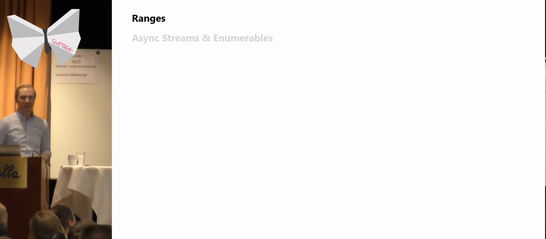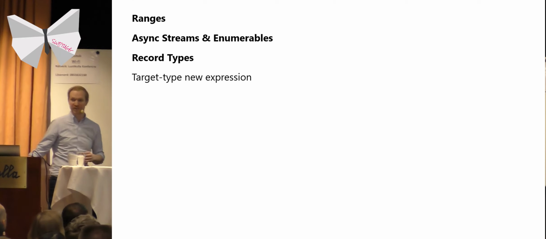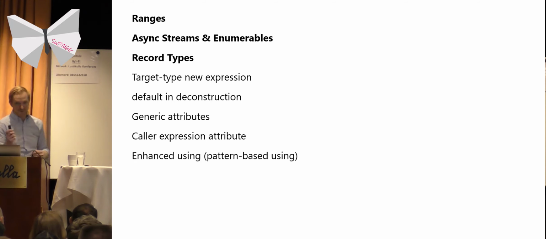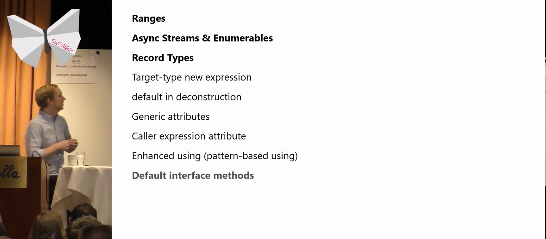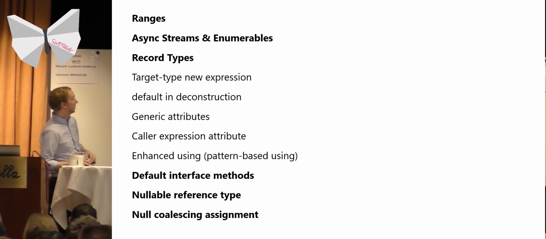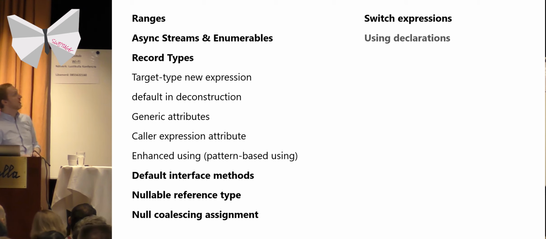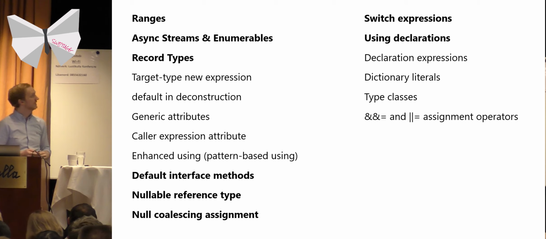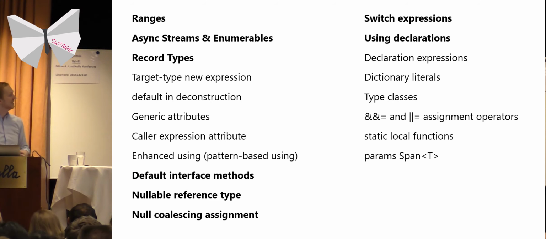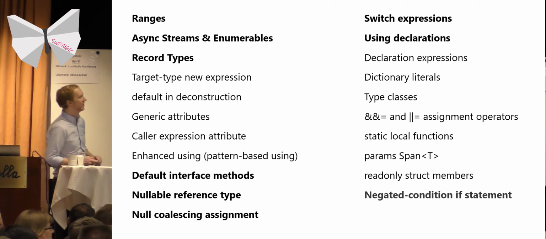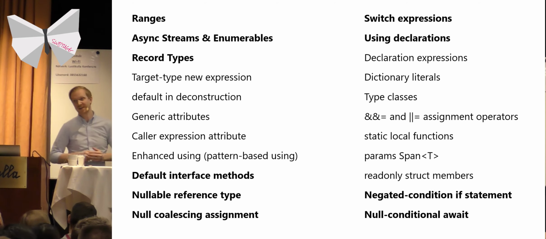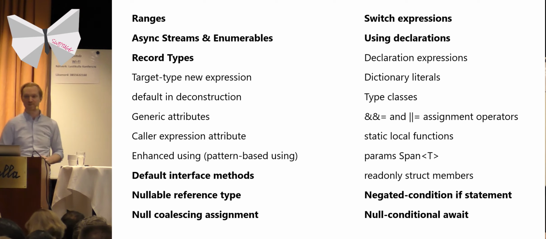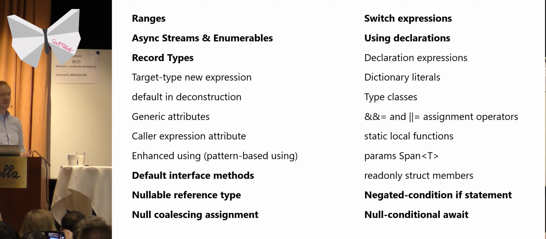There's ranges, async streams and enumerables, record types, target-typed new expressions, default deconstruction, generic attributes, caller expression attribute, enhanced usings and pattern-based usings, default interface methods, nullable reference types, null coalescing assignments, switch expressions, using declarations, declaration expressions, dictionary literals, type classes, static local functions, params of span of T, read-only struct members, negated condition if statements, and then null conditional await. That's kind of a lot. It just took me 30 seconds to name all the features. That's a lot of features to add to the language.